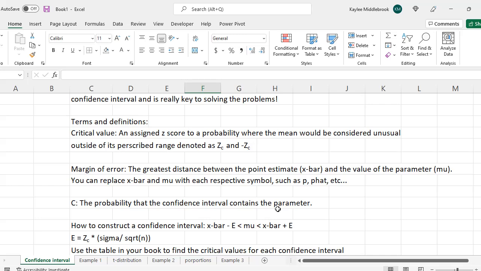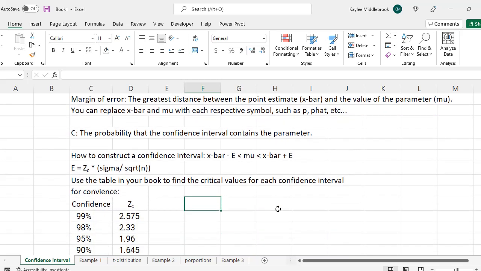critical value. The margin of error is going to be the greatest distance between the point estimate, which would be x bar, and the value of the parameter, which would be mu. And you can replace x bar and mu with each respective symbol like p, p hat, etc. And then c, which is the confidence level, which is the probability that the confidence interval contains the parameter we're trying to figure out.